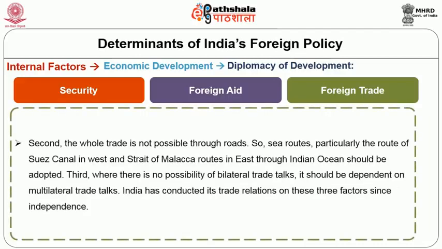Second, the whole trade is not possible through roads. So, sea routes, particularly the route of Suez Canal in the west and Strait of Malacca routes in the east through the Indian Ocean should be adopted. Third, where there is no possibility of bilateral trade talks, it should be dependent on multilateral trade talks. India has conducted its trade relations on these three factors since independence.